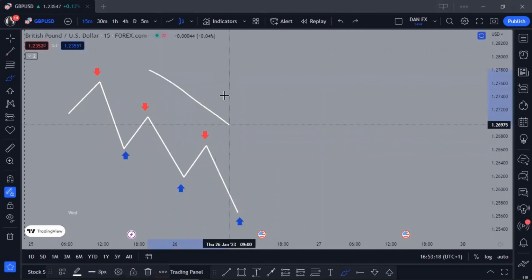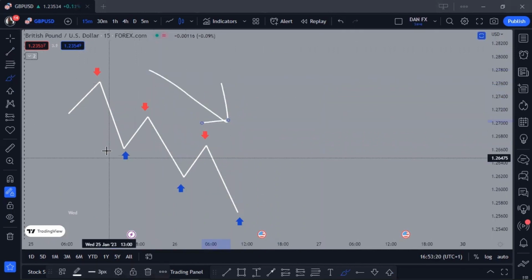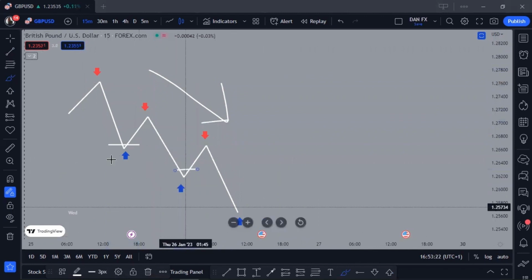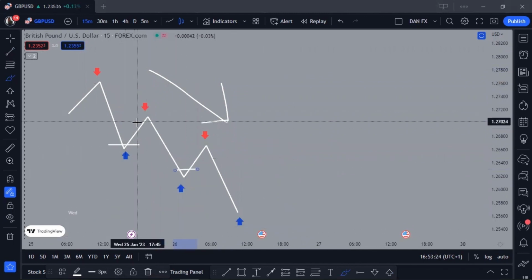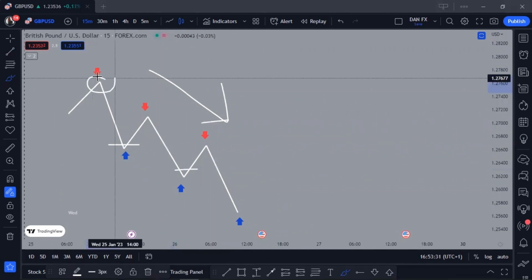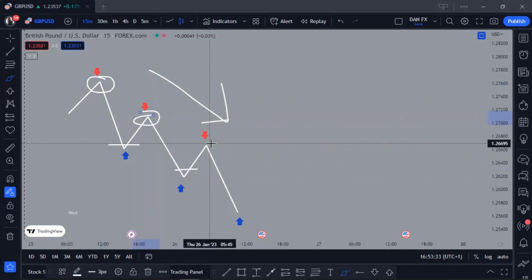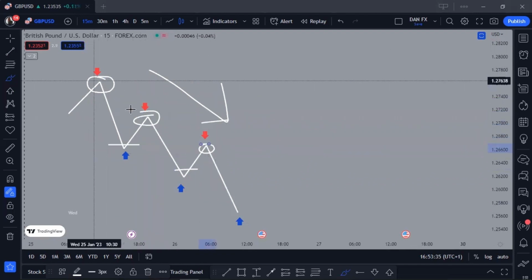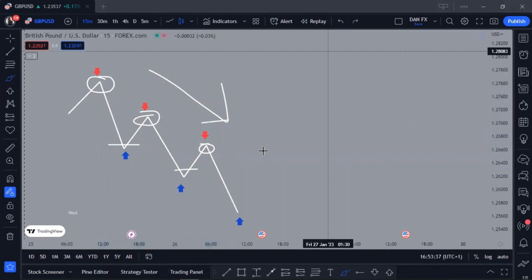Now, if we know this is a downtrend, we should not be looking for buys in here, right? Even though they might sometimes give you some profit, you should not be looking for buys at the lows. You should be looking for sells at the highs. This is where you should be looking for sells, here and here. These three areas are where you should be looking for sells, right?